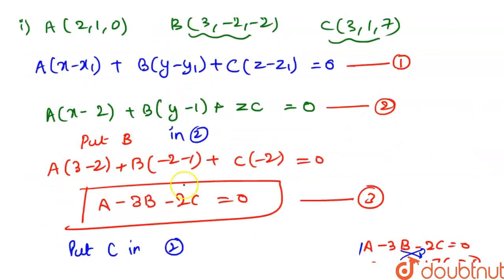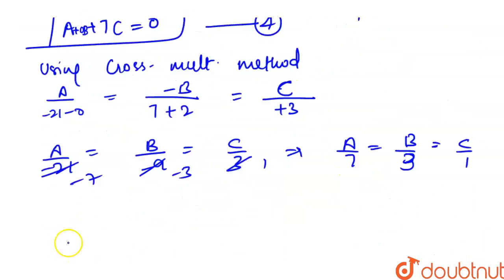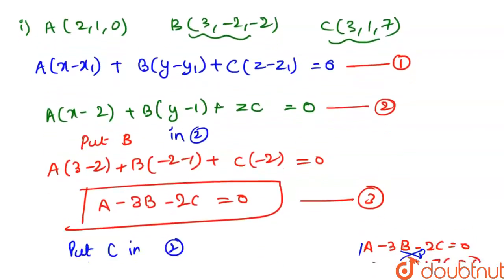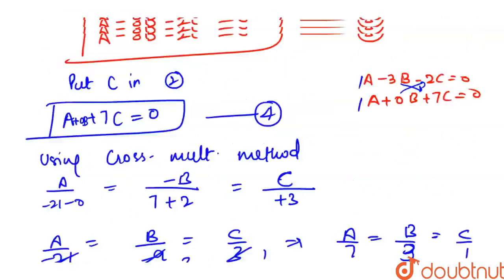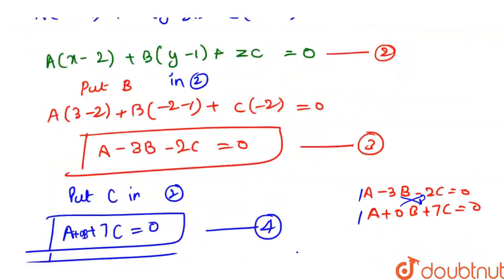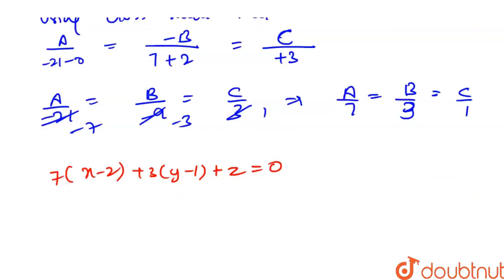We can just put these values into this second equation, right? So A into (x minus 2), where A is 7 now: 7 into (x minus 2), plus B times (y minus 1), that means plus 3 times (y minus 1), plus C, which is 1, so it will become z only. After simplifying this expression, we get 7x plus 3y plus z, then minus 14 minus 3 is minus 17. Putting it on the other side gives us plus 17. So this is our first part equation, right?